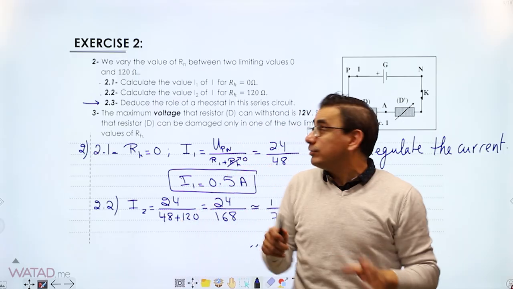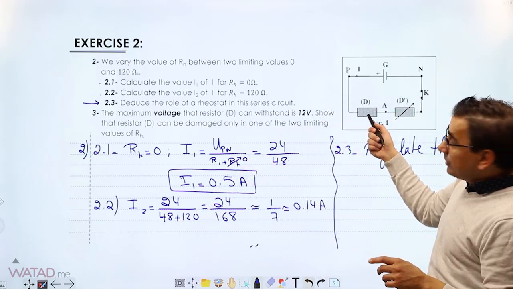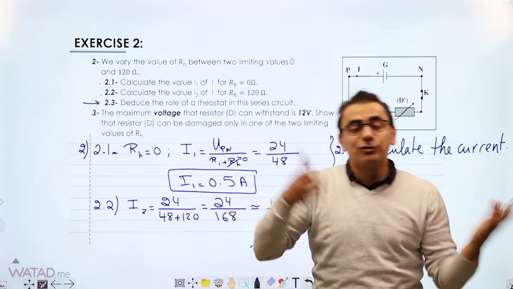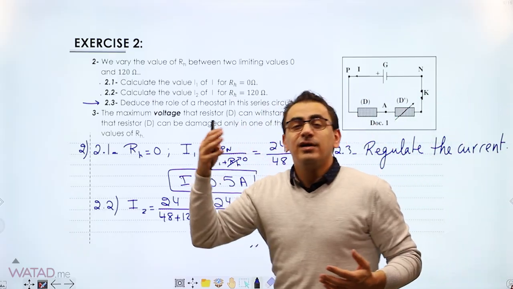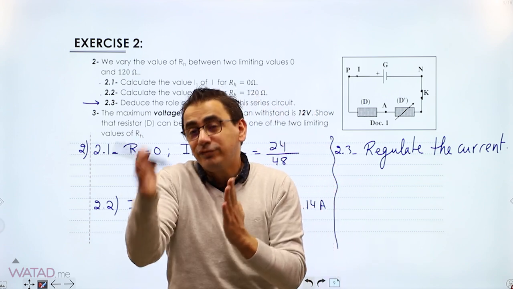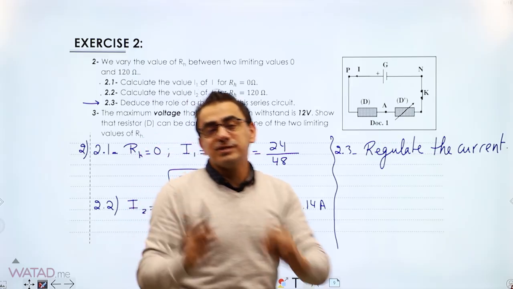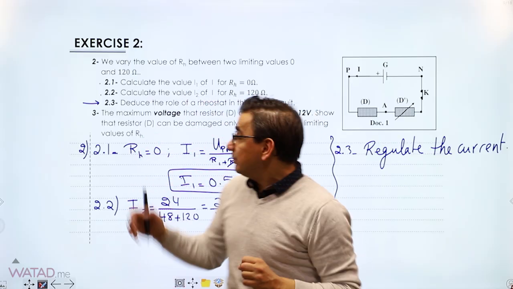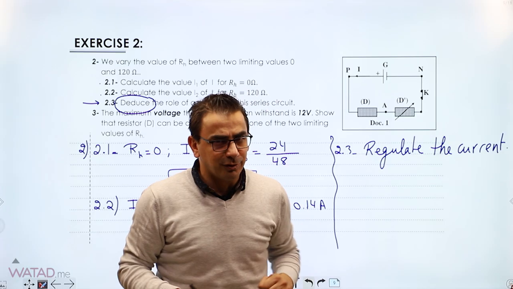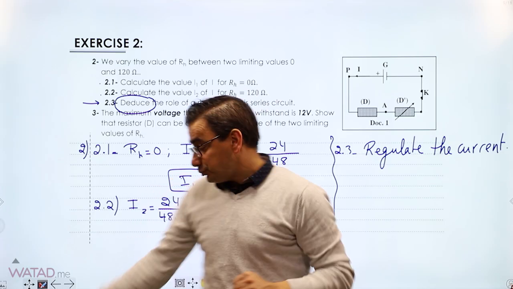You can also calculate the voltage in the load for each case. Then mention that voltage here is less than or more than here. Therefore, the rheostat is regulating voltage. But you cannot directly go to voltage without mentioning or using the currents. Why is that? Because the question is to deduce the role, not give your own opinion about the role. Right?